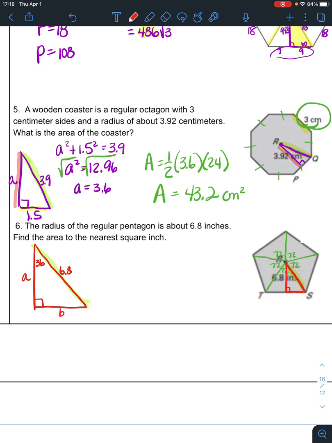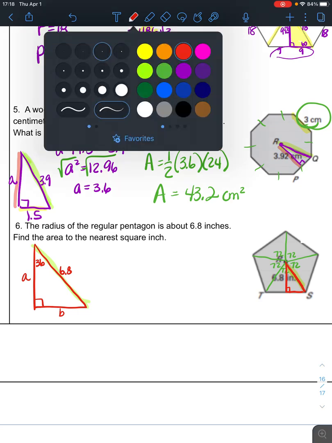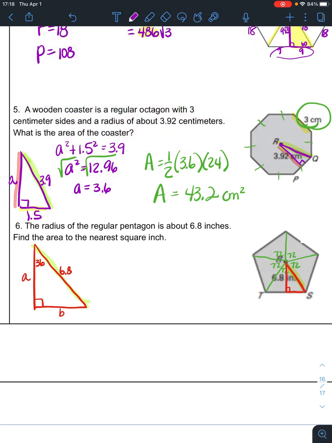Well, I need the apothem, and I need the side length. So I'm going to call them A and B. Now, notice you can't use Pythagorean theorem. We don't have any special triangles that involve 36. And when you see an angle that isn't a 30 or a 45 or a 60, it has to be trig. So we have to use our SOHCAHTOA to find A and B. So my hypotenuse is 6.8. My opposite side is B, and my adjacent side is A.